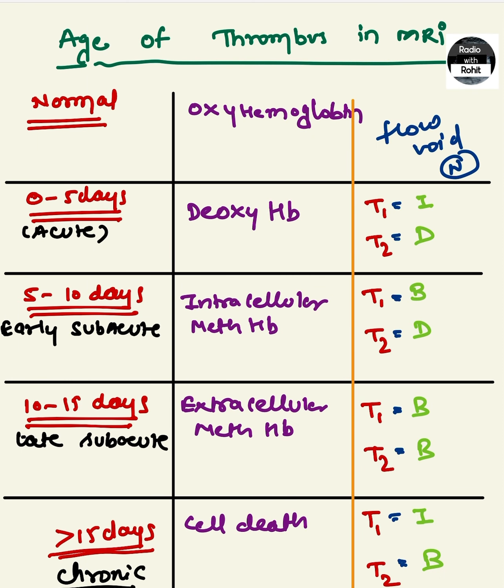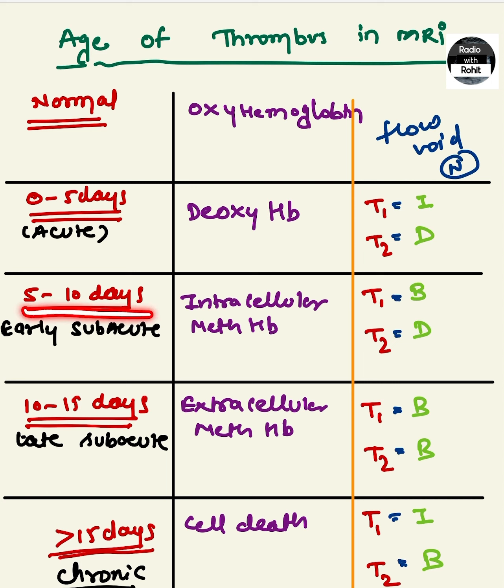So with the help of MRI, we can predict the approximate age of the thrombus. Normally our tissues or cells have oxyhemoglobin, so there will be normal flow void present in a normal patient. If the thrombus age is between 0 to 5 days, we classify it as acute thrombus, and in the tissue the oxygen will be deficient, so there will be deoxyhemoglobin. It will appear isointense on T1 and hyperintense on T2.